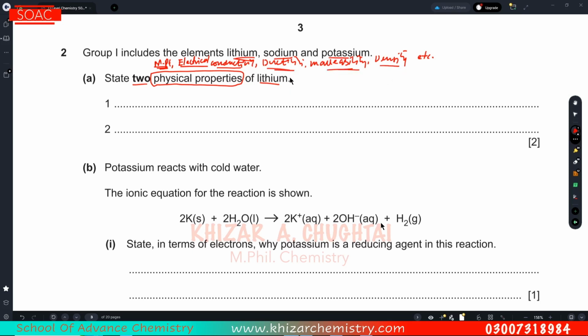Lithium is a group 1 element, and group 1 elements have a low melting point. Second, they are ductile. Yes. They are malleable. Yes, it is true.